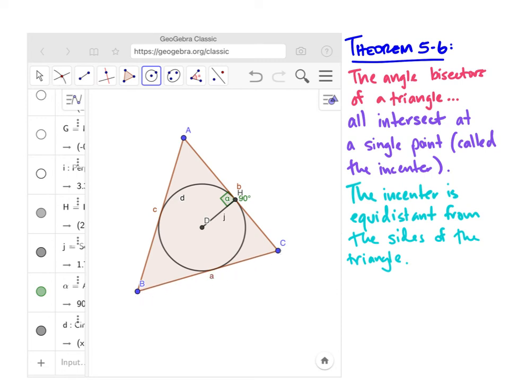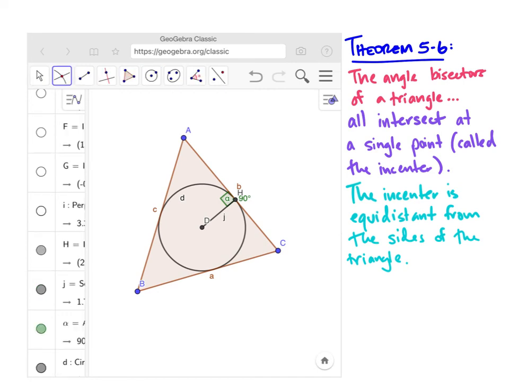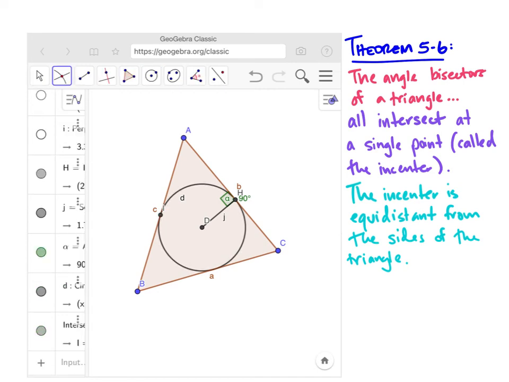In fact, if I just highlight those intersection points, I can do that real quick. Intersection between that and this segment, intersection between that and this segment. You can see I have these three points, which is where this circle, which has a center at the incenter of the triangle, only touches each side of this triangle at one place. And so that circle is called an inscribed circle.